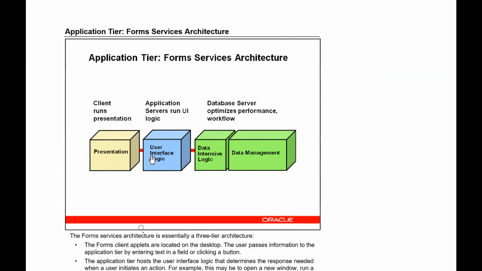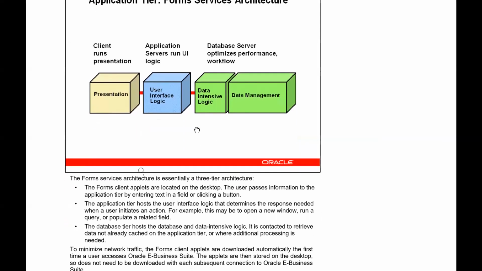You have logic, maybe in the form of procedures and packages. The application server runs the user interface logic, and the database server, which optimizes performance and workflow, holds the data-intensive logic. All this is stored here. So basically, we have a three tier. This is the client applet located on the desktop. The user passes information to the application tier by entering text or clicking a button.